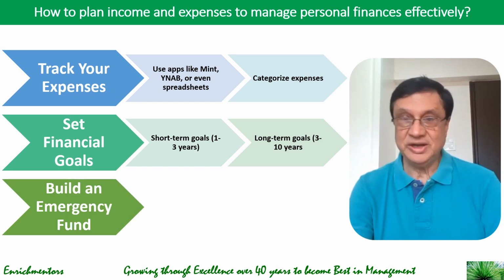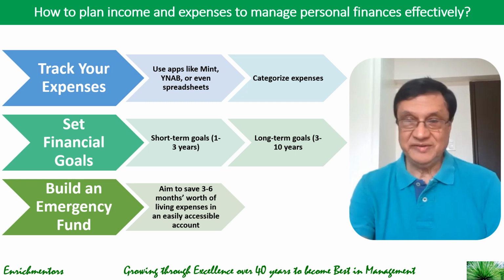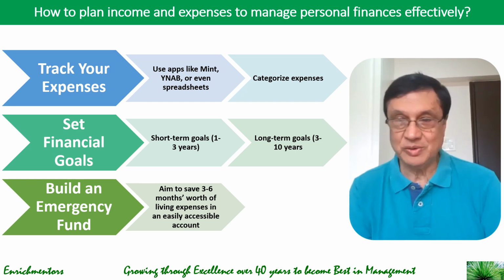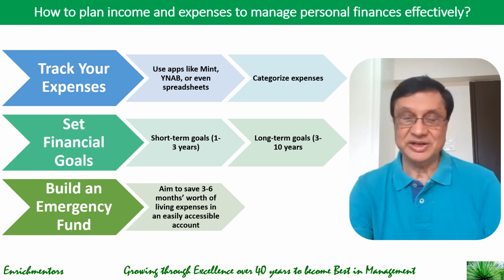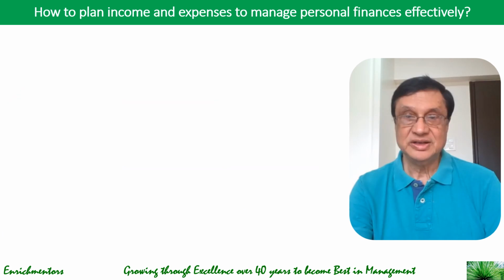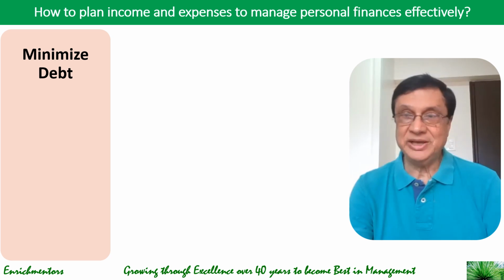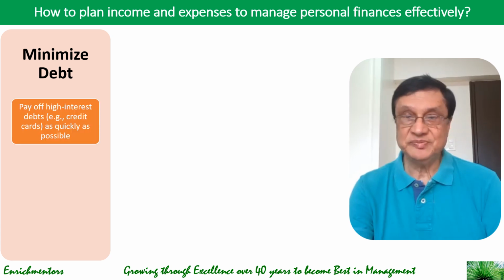Aim to achieve 3 to 6 months' worth of living expenses in an easily accessible account. Now, this will provide a cushion in case of a job loss, medical emergencies, or other unexpected expenses. Then what you do is minimize debt. You minimize debt by paying off high-interest debts from credit cards as quickly as possible while maintaining minimum payments on other debts.